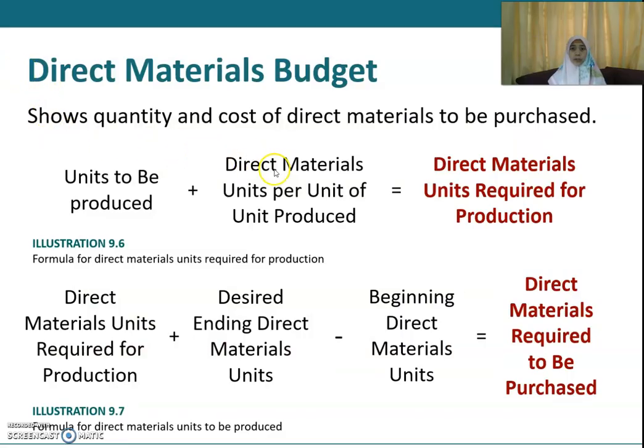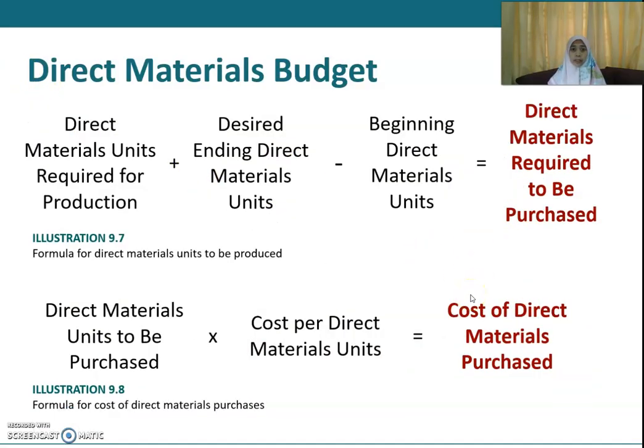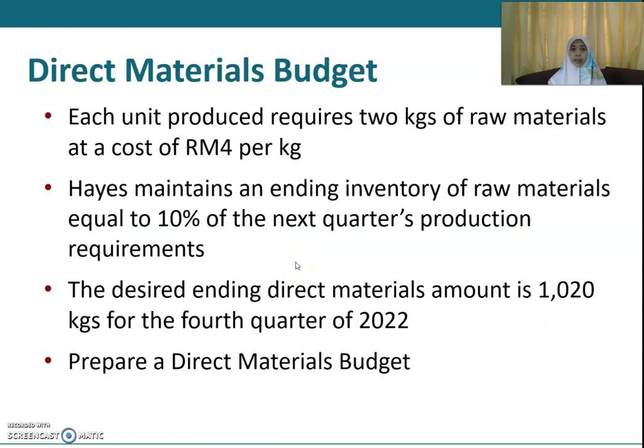Okay, I've already shown you how you arrive at all this formula just now. And then let's look at the preparation of your direct materials budget. Let's say each unit produced requires 2 kilograms of raw materials at a cost of 4 ringgit per kg. For example, the t-shirt that you produce now requires fabric at 4 ringgit per kg. Hayes maintains an ending inventory of raw materials equal to 10% of the next quarter's production requirements. So this one is how you calculate your ending inventory.